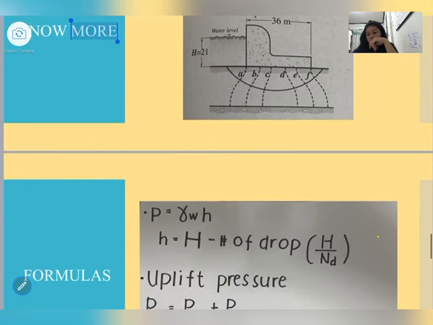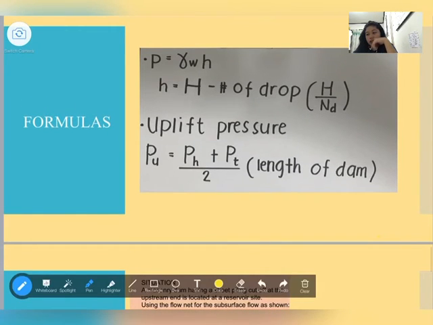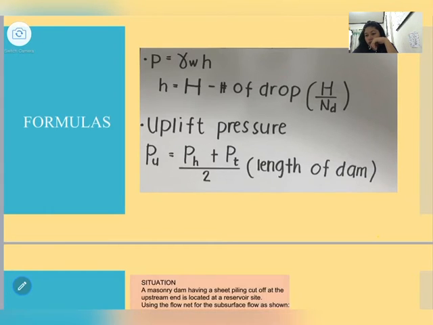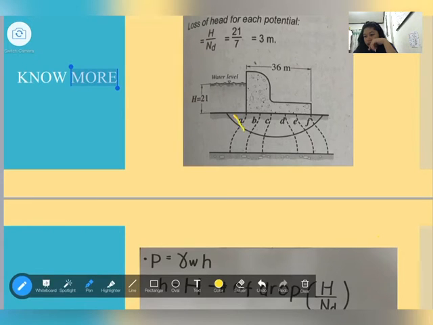Other formulas, in getting the pressure: the unit weight of water times H. H here differs for every drop. H here is the height of the water level minus the number of drops times the head loss per drop. So we have to count how many drops there are, like here at B. We count from here: 1 and 2. So B is at the second drop.